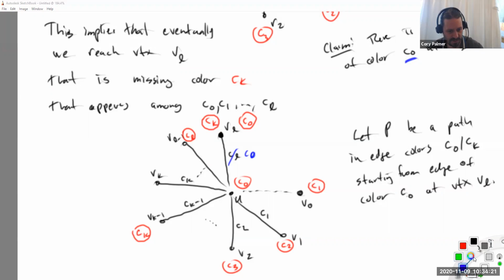Why are my colors not cooperating? This becomes CL, and then I just drop by 1. This CK becomes CK minus 1. This CK minus 1 becomes CK minus 2. And this C2 becomes C1. This C1 becomes C0. Uh-oh, that's a problem. And this becomes C1. But this obviously doesn't work either, because there's C0 and there's C0. What did I do wrong here?